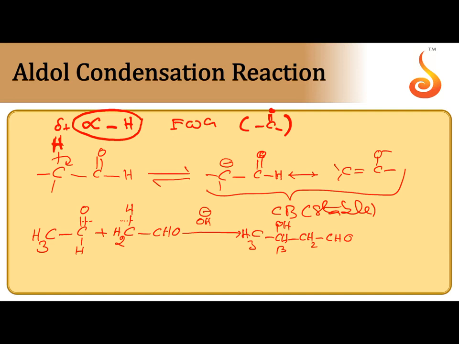At the beta position an OH group is present. Since both OH and aldehyde are present, the intermediate compound is called aldol. On heating, aldol loses OH from the beta carbon and H from the alpha carbon. Between alpha and beta a double bond is created: CH3 CH double bond CH CHO. So an alpha beta unsaturated aldehyde is obtained. This reaction is called aldol condensation. Remember, to undergo aldol condensation, the aldehyde or ketone should have at least one alpha hydrogen.